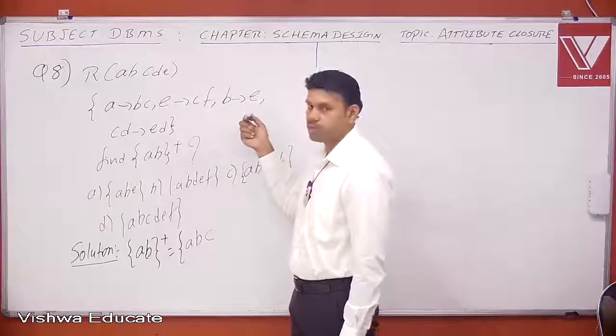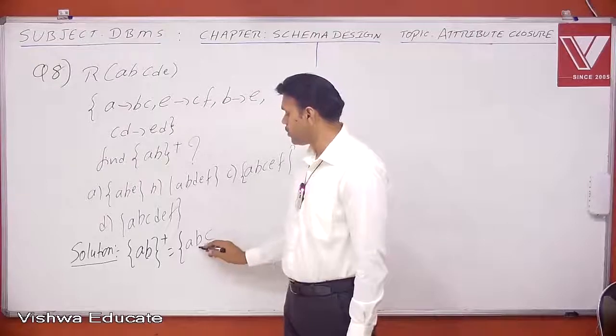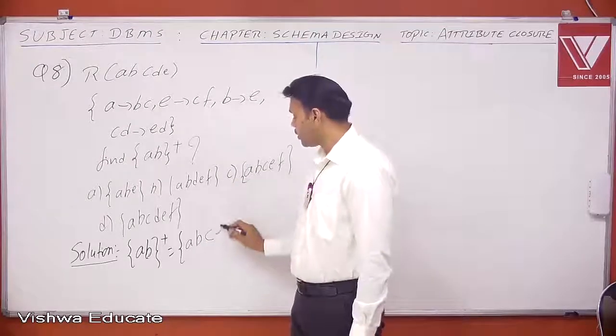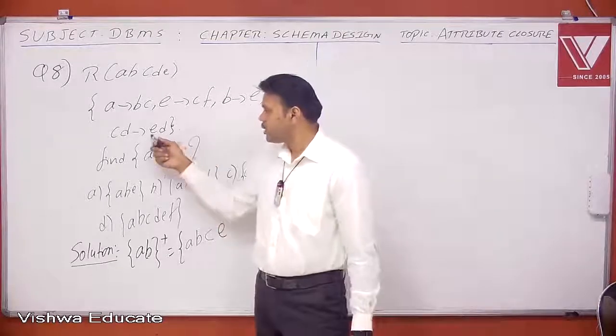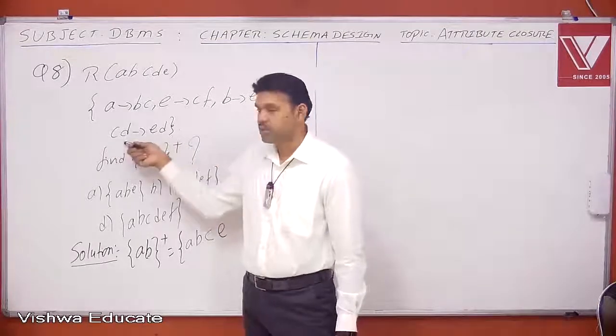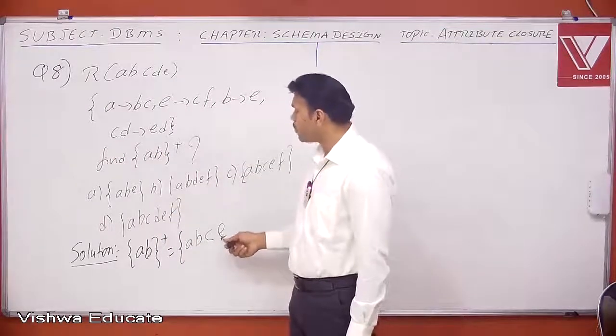We will move to next production. B tends to E. I have a B combination with me, so I can use E there. And in order to get ED combination, I do not have CD combination with me. But I can get one more combination.